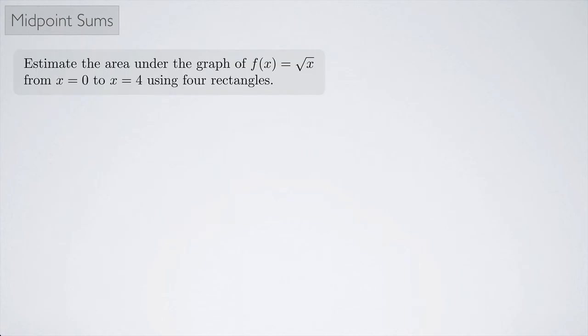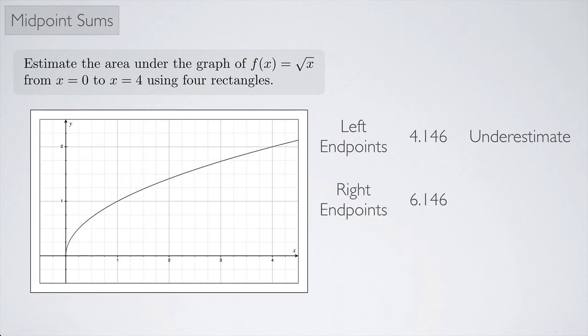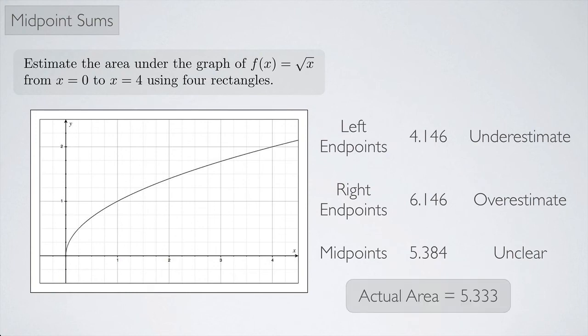Okay, so we were trying to estimate the area under the graph of f of x, which is the square root of x, from x equals 0 to x equals 4 using 4 rectangles, and here's the graph. And using left endpoints, I got a value of 4.146, and that was an underestimate. Using right endpoints, I got a value of 6.146, and that was an overestimate. Using midpoints, I got 5.384, and it's unclear if that was an overestimate or an underestimate. Well, the actual area is 5.333, so you can see that the midpoint actually got the closest to the actual area.